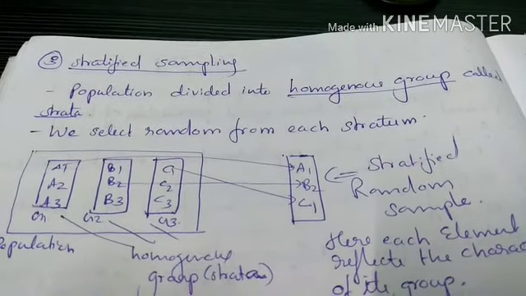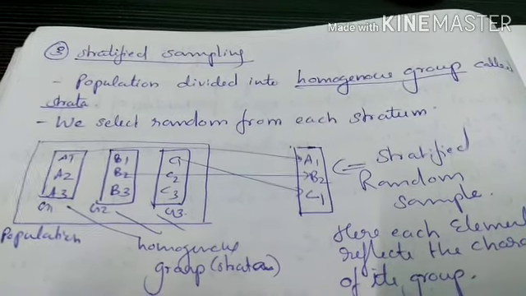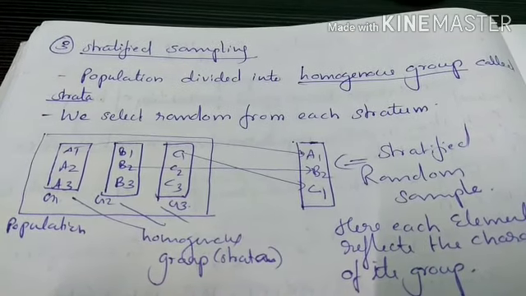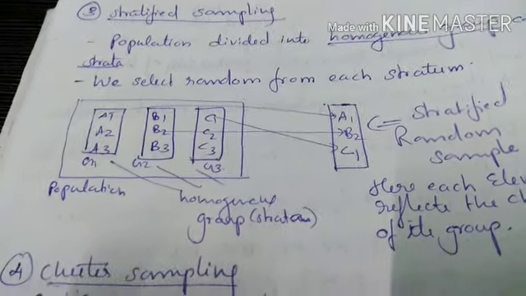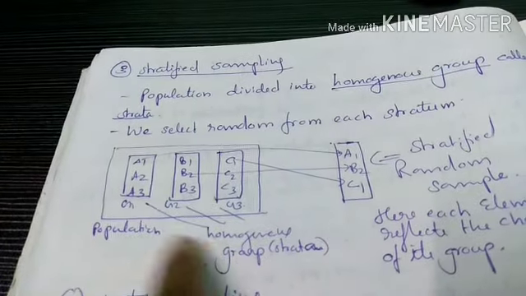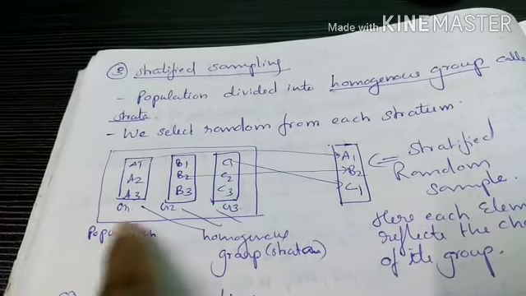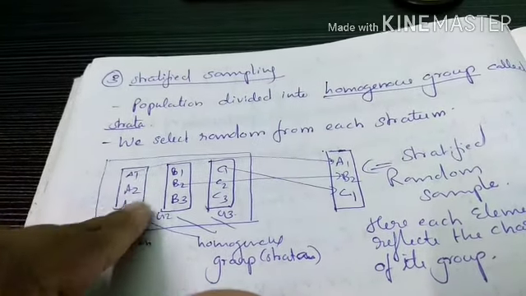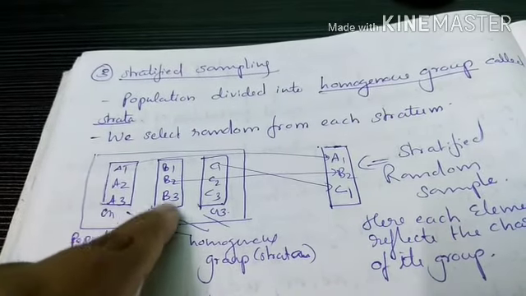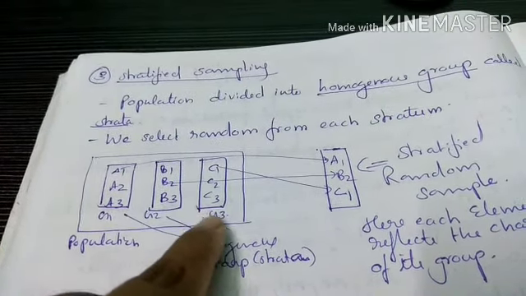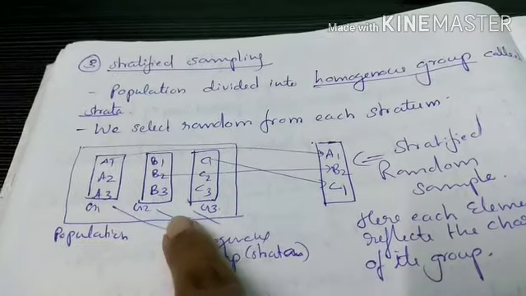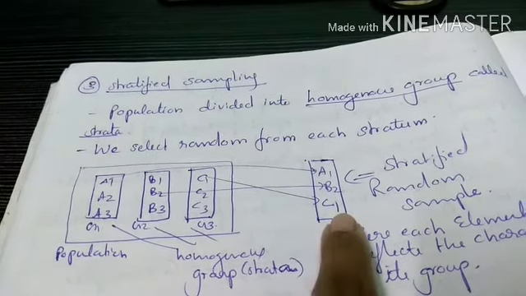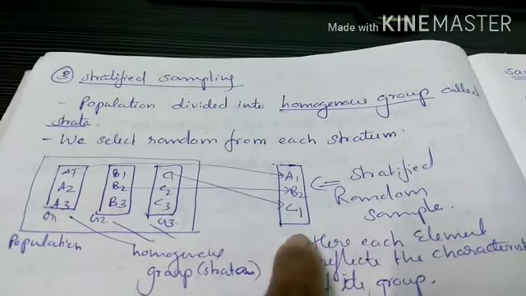Here the population is divided into homogeneous groups called strata. Homogeneous means equal characteristic, the group having equal characteristic. We select randomly from each stratum. So here we can see from the picture, this is the whole population. G1, G2, G3, etc. are the groups, and inside the groups there are A1, A2, A3. They have similar characteristics, and this group also, B1, B2, B3, has similar characteristics, and so is G3. So we select randomly from all these groups, A1, B2 and C1. So we form another sample. This is a stratified random sample.